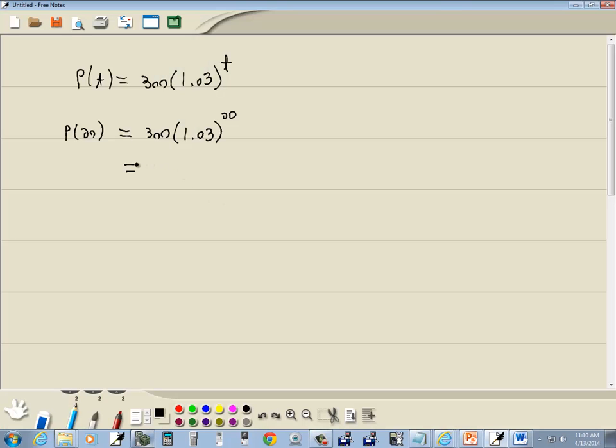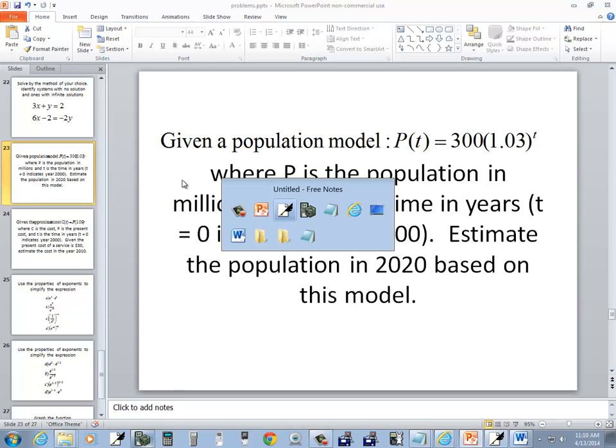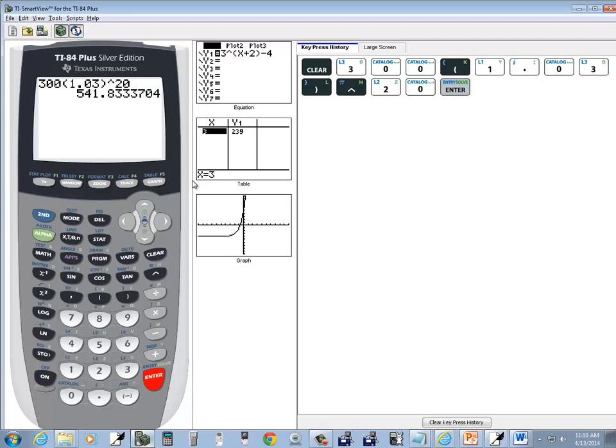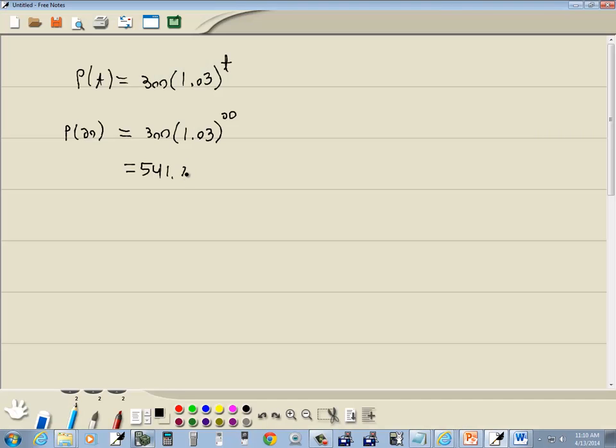I'll take it to two decimal places. Problem says no. Okay, 541.83. And that'd be your answer.